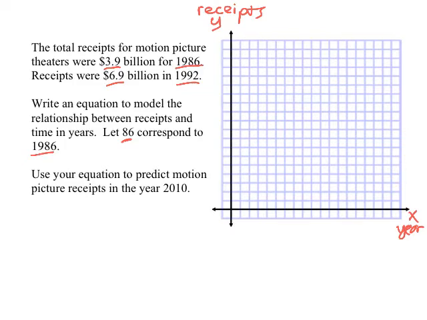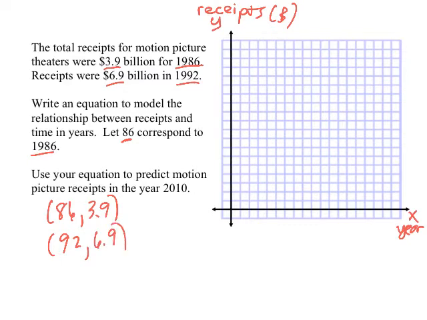So let's write down these as ordered pairs. We have the ordered pair 86, 3.9. So this is in billions. And then we have the point 92, 6.9. So I'm going to use that to find my slope. M equals 6.9 minus 3.9 over 92 minus 86. I end up with a 3 over a 6, which is 1/2.